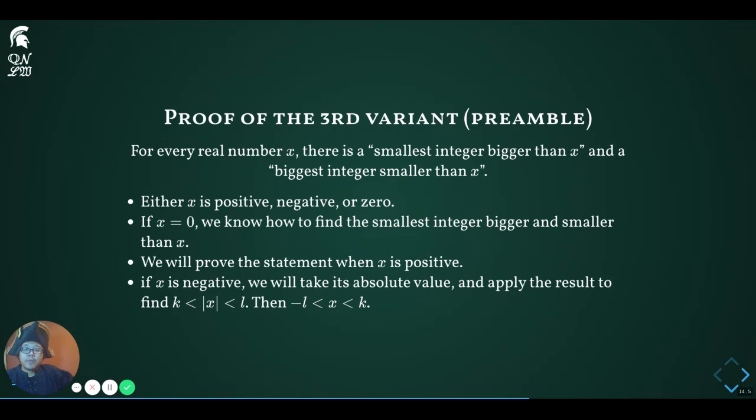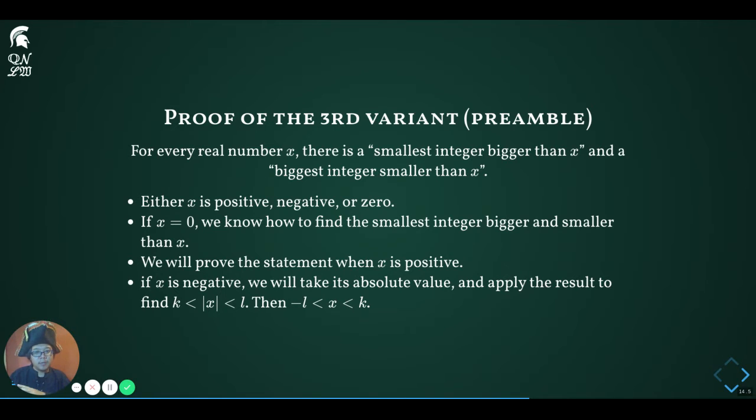Now let's prove the third variant. The proof is a bit long. We have a bit of preamble to get through to simplify the problem. We want to prove that for every real number you can round up or round down. And we want to make use of the Archimedean property for this. But the Archimedean property only applies to positive numbers, so we have to split into cases.